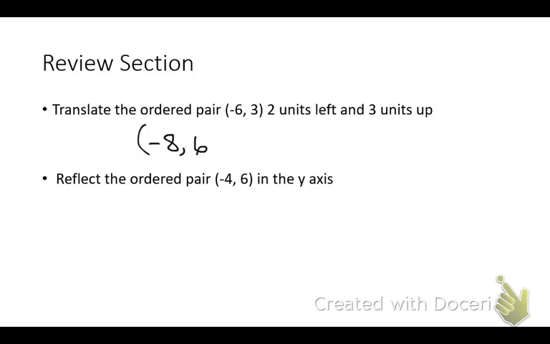Zach, what's it going to be? -8, 6. That is exactly correct. Okay. Now, what about the last one? Reflect the ordered pair -4, 6 in the y-axis. Kennedy? 4, 6. I do the opposite of x, and I keep my y the same.